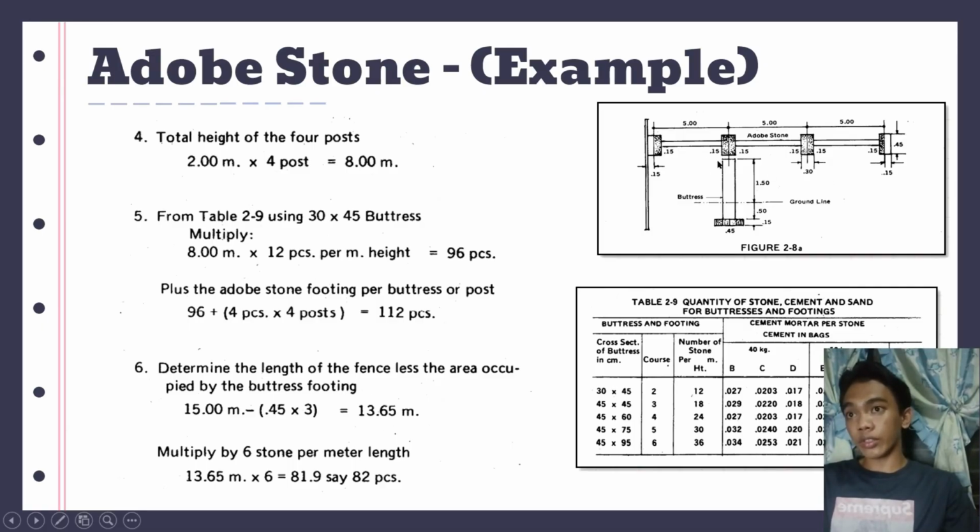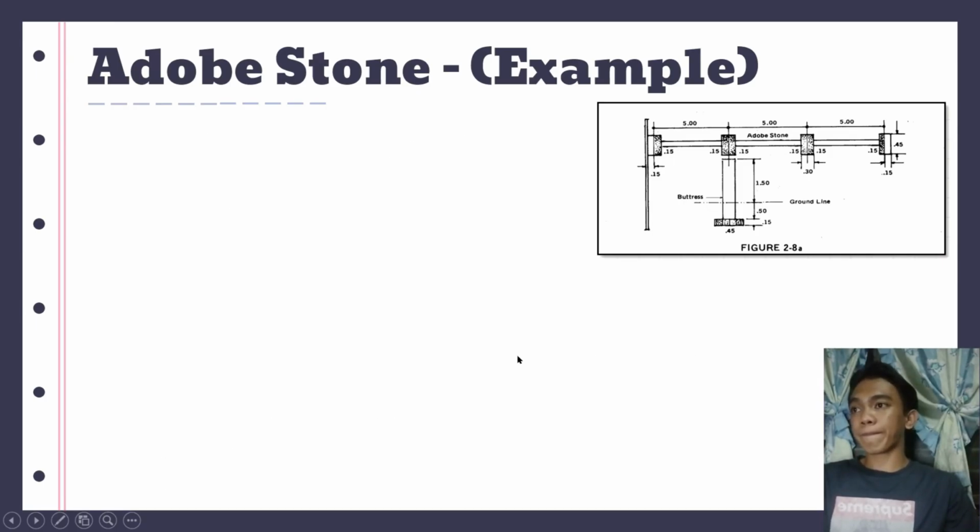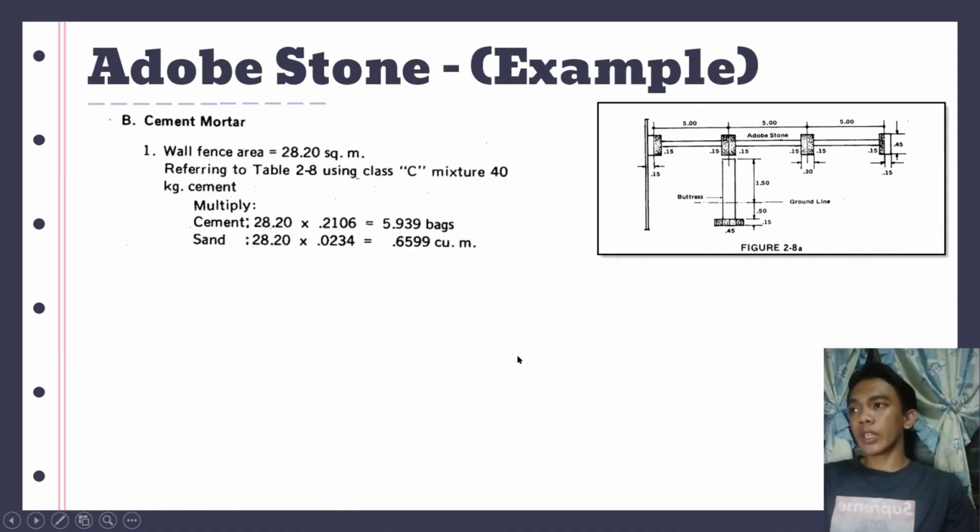Buttress footing in sections. So that would be equal to 13.65, and then multiply it by 6. That would be 81.9, or say 82 pieces of adobe stone. Now we are done with calculating our number of adobe stones. We're moving on to cement mortar, calculations of cement mortar.